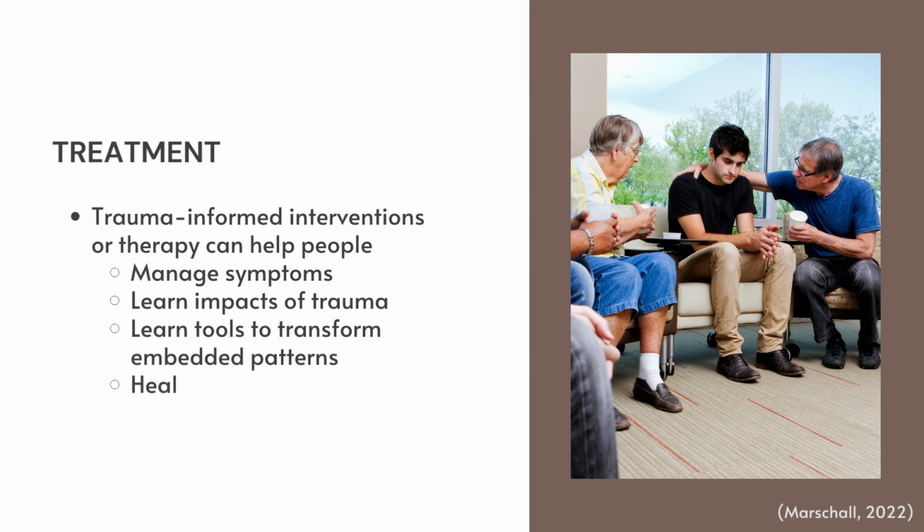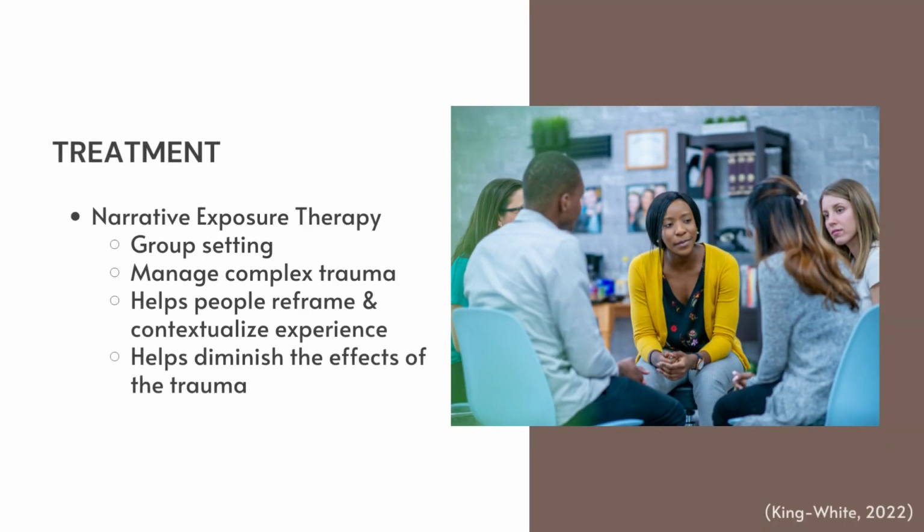Treatment. Trauma-informed interventions or therapy can help people manage symptoms, learn the impacts of intergenerational trauma, as well as the tools to transform embedded patterns and heal. A type of therapy includes narrative exposure therapy, which is executed in a group setting to help people manage complex trauma. Narrative exposure therapy helps people reframe and contextualize the experience and diminish the effects the trauma has on them.